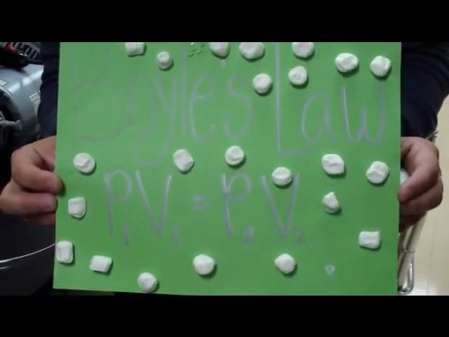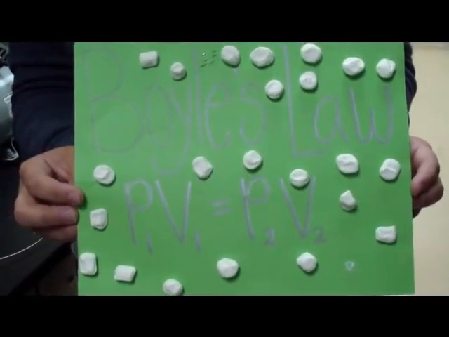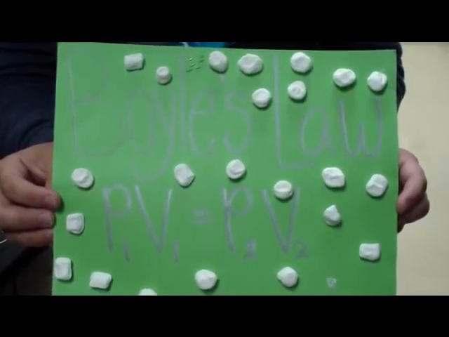Boyle's Law. Boyle's Law explains the inversely proportional relationship between pressure and volume by stating that the pressure and volume of a sample of gas at constant temperature are inversely proportional to one another. So, as one rises, the other goes down, and vice versa.